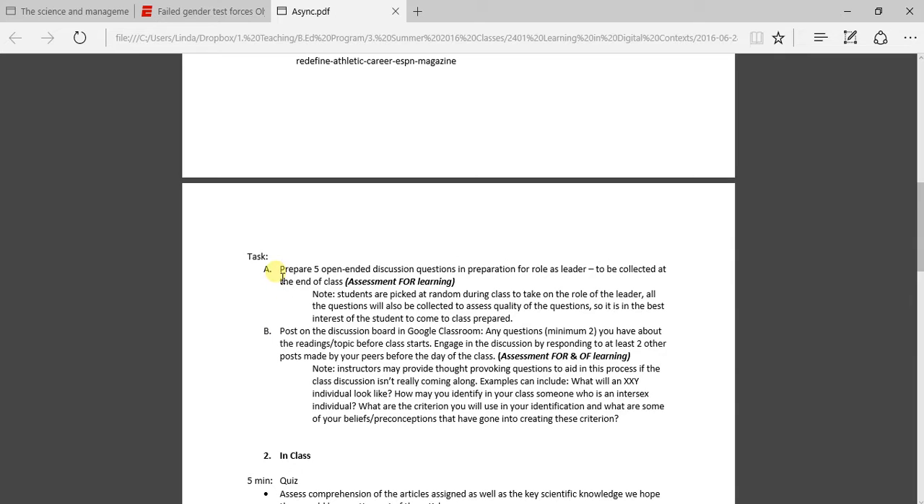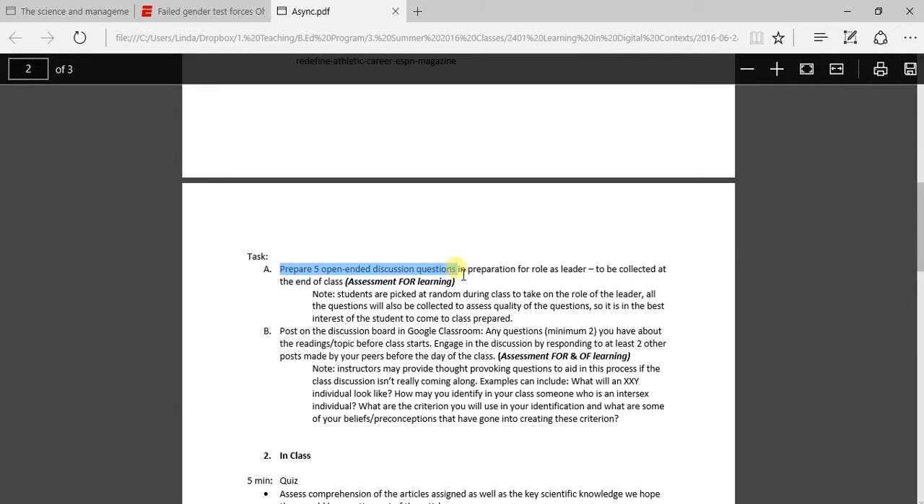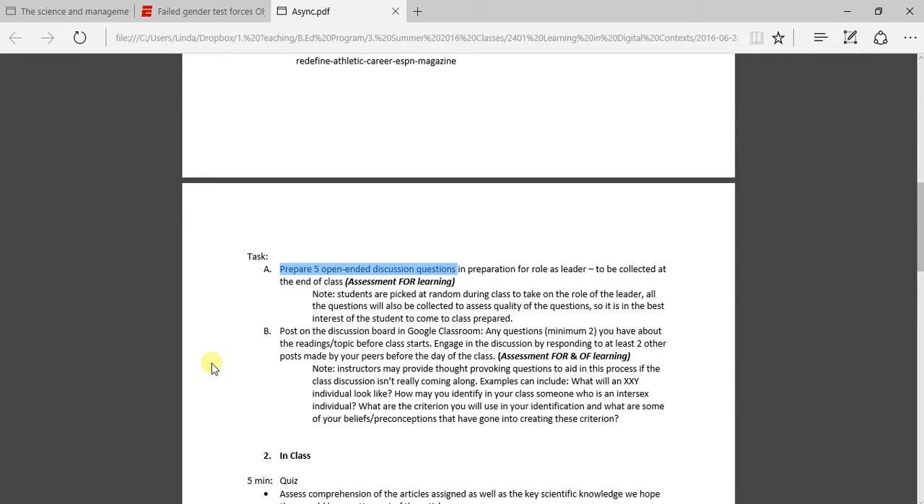First, they are asked to prepare 5 open-ended discussion questions, because you'll soon see in class we will have a discussion component in which one of the students will take on the role as leader. These 5 questions will be collected at the end of the actual physical class, and it's used partially as assessment for learning, just for us to have an idea of where they're coming from. Students are going to be picked at random during class time to take on this role of leader.